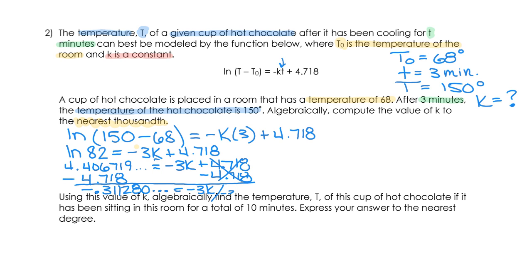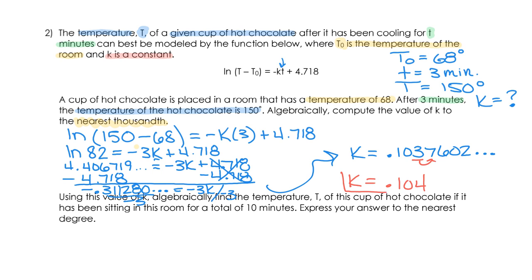And we'll go ahead and divide by negative 3. Divide by negative 3. And k comes out to equal 0.1037602... And up here they said to the nearest thousandth, which is 3 places, but look next door, and we'll say k equals 0.104. All right, that wasn't that bad. Just a little substitution and some solving.